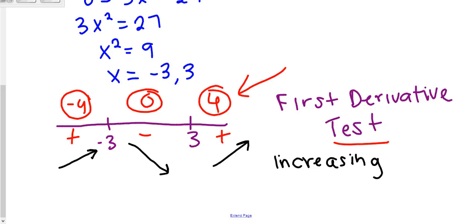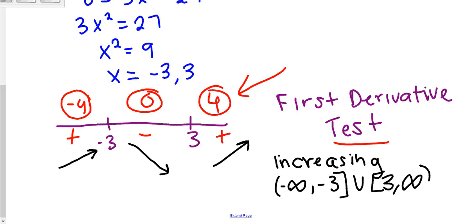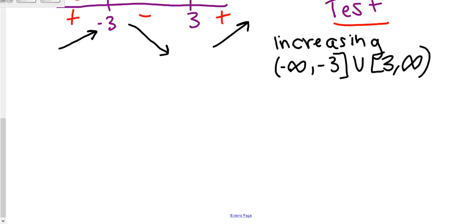Increasing, our function is increasing from -infinity up to -3. -3 is included in our domain. We have a graph happening at -3, so that is included with a bracket. Our graph is also increasing 3 to infinity. And decreasing, we have one interval here. Let's try that again. Decreasing only from -3 to 3.